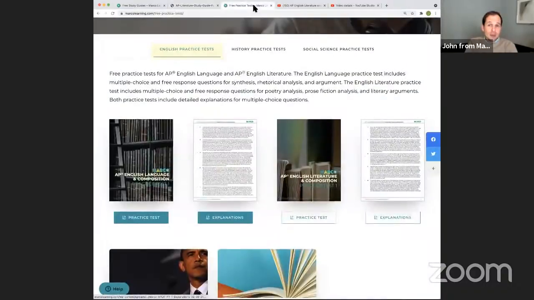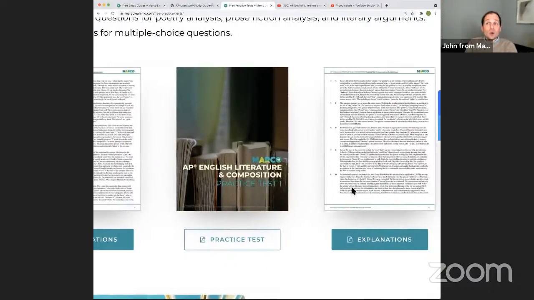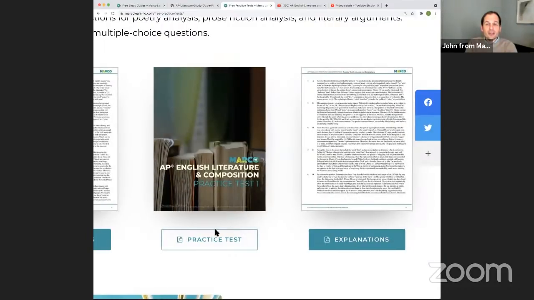We've also got a full-length practice test. Do not take a full-length practice test the night before. But if it's only 6:32 over in your neck of the woods, you can try the multiple choice, even just one passage, and look at the answers and explanations. This is for free on our website.